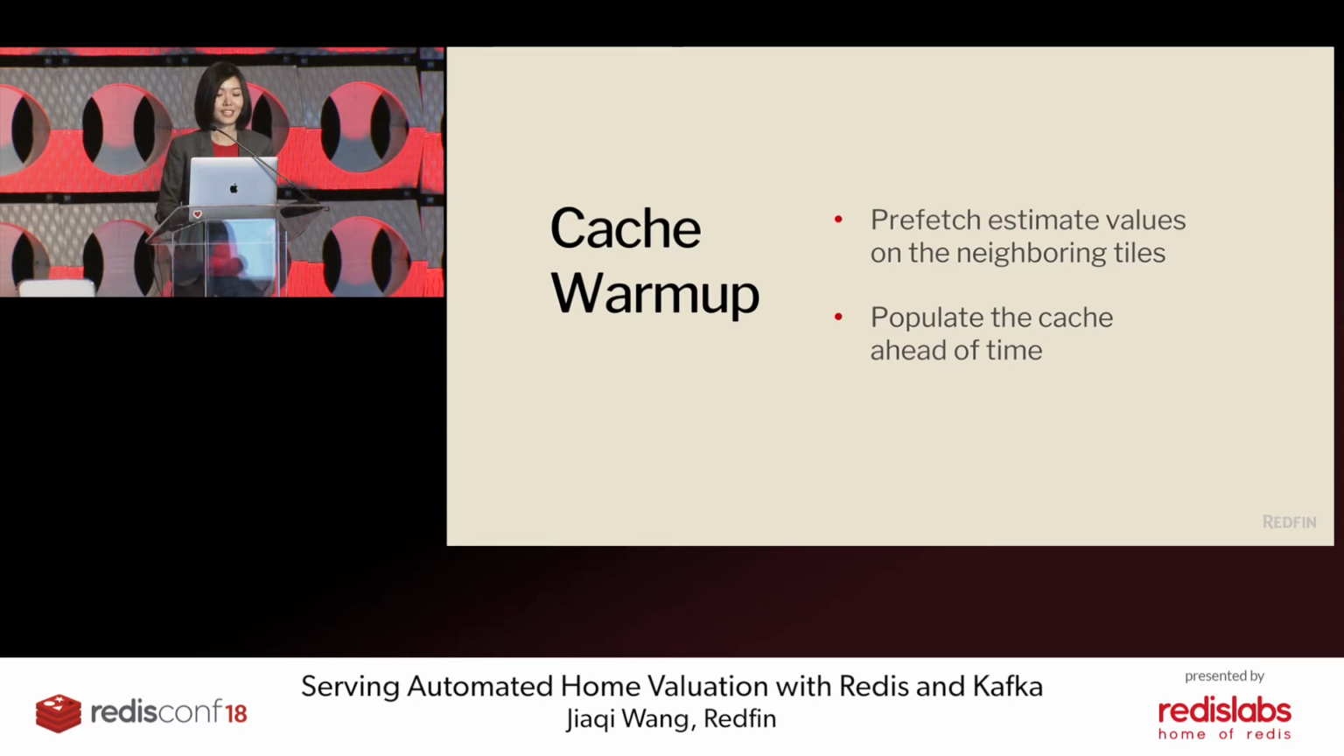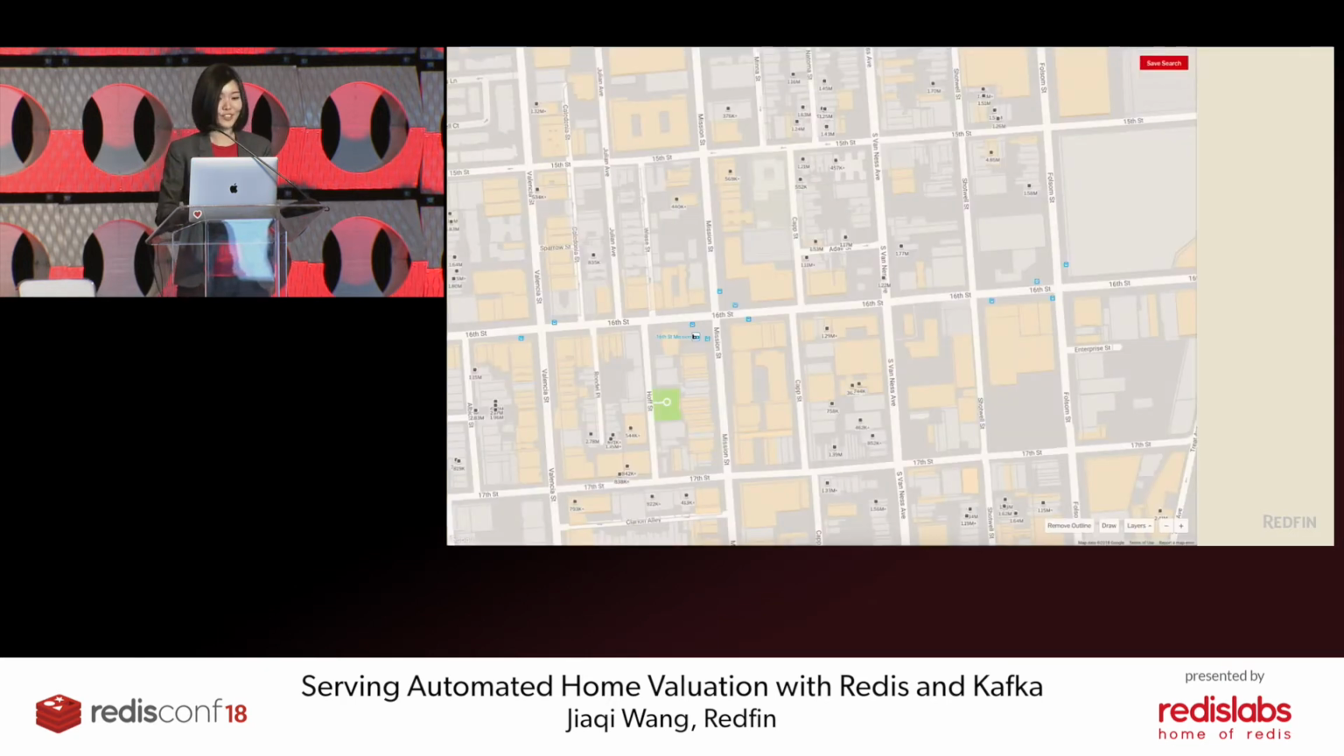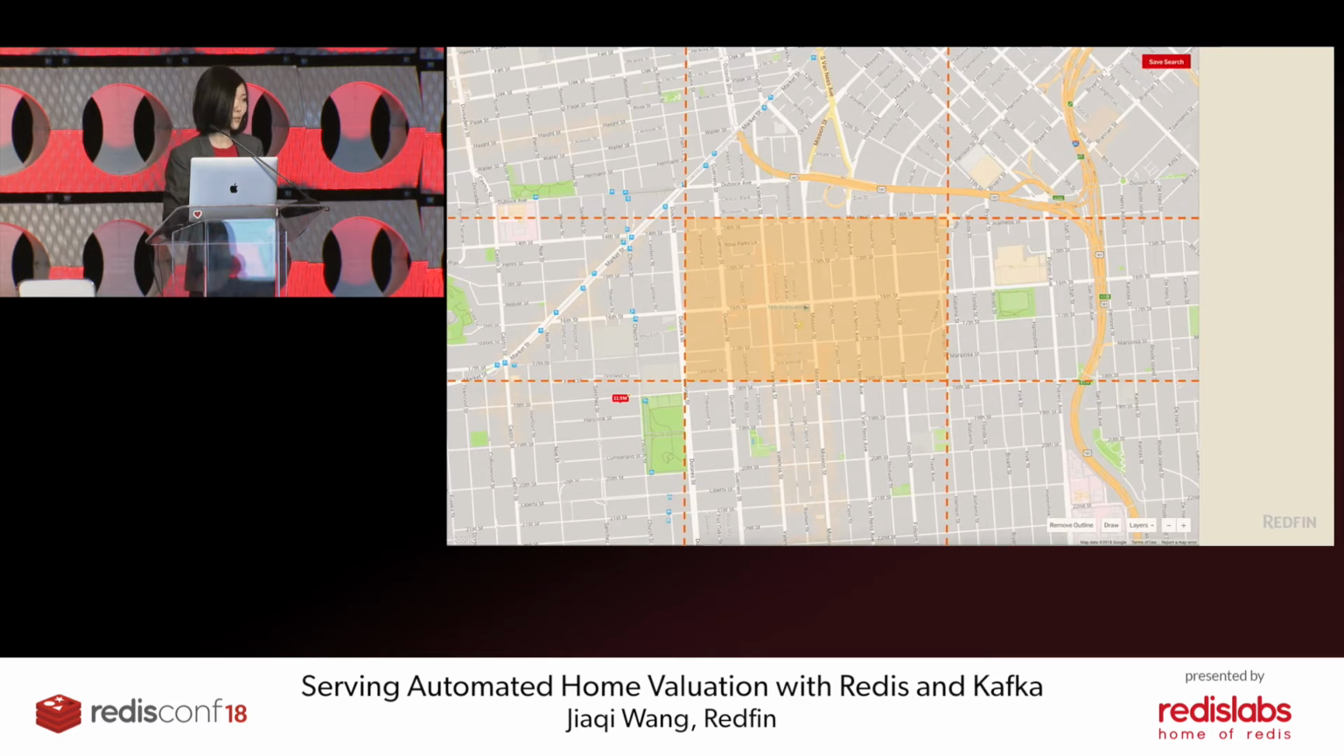This is how it works. When the user is looking at a certain map area, or what we call a viewport, we're going to prefetch the estimate values in the surrounding areas and populate the cache ahead of time. To go through an example, say you are searching homes in this map area, or in this box, which is also this orange box in the middle at a more zoomed out level.